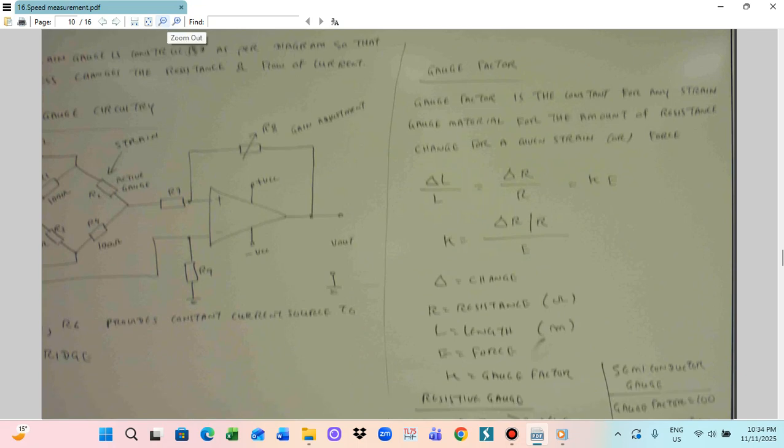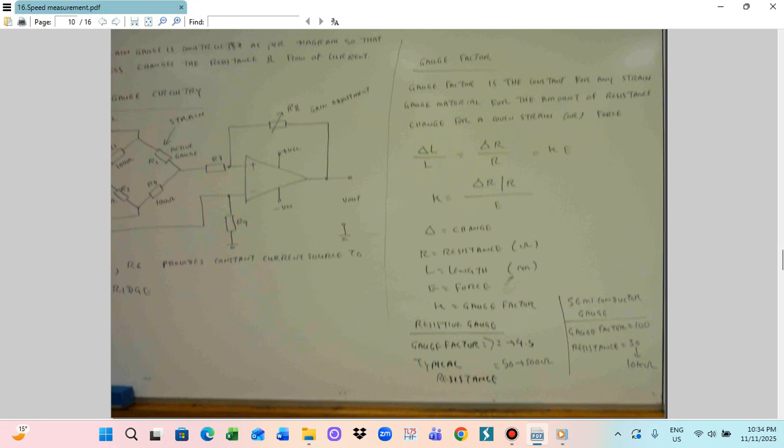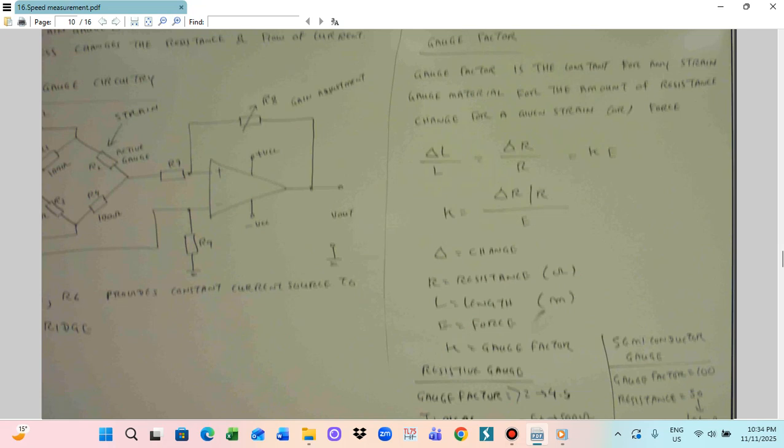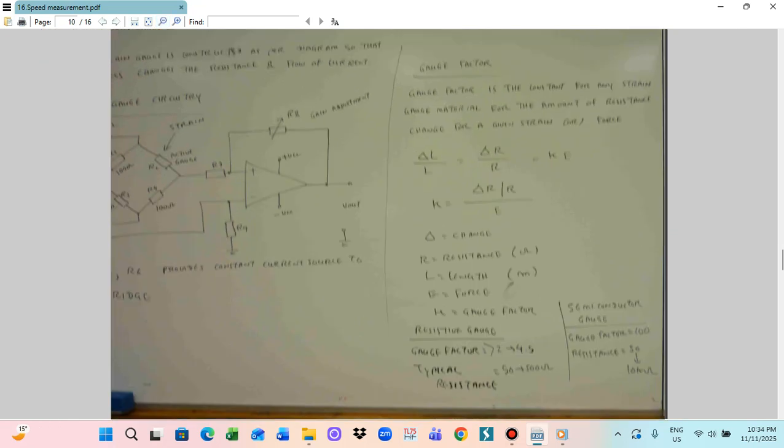Now we can also look at the K factor. The K factor is the constant for any strain gauge material for the amount of resistance change for a given strain or force. We can calculate the K factor with the equation K equals delta R by R, divided by the strain E.